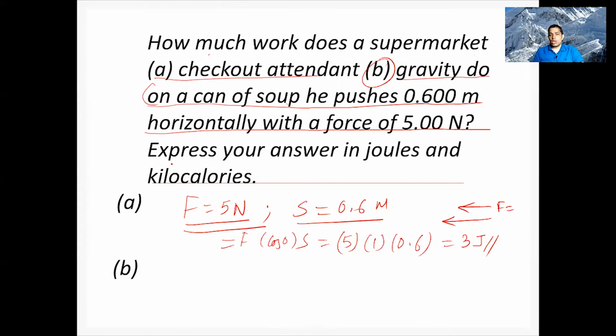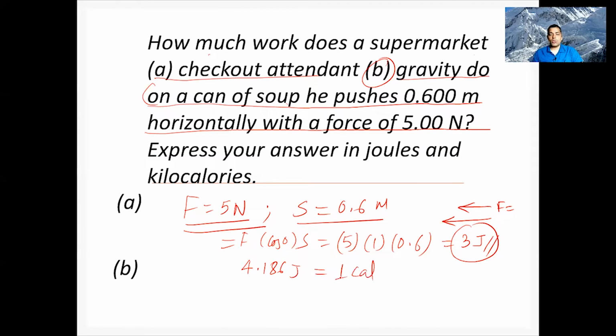Let's see the other part of the question here. Express your answer in joules and kilocalories. We have to do this in joule and kilocalorie. We did that in joule. Now let's do that in kilocalorie. What is the conversion between joule and kilocalorie? 4.186 joule is equal to 1 calorie.